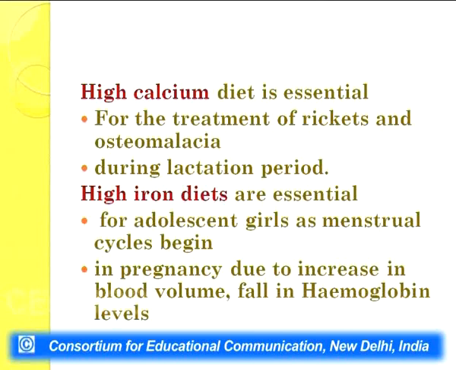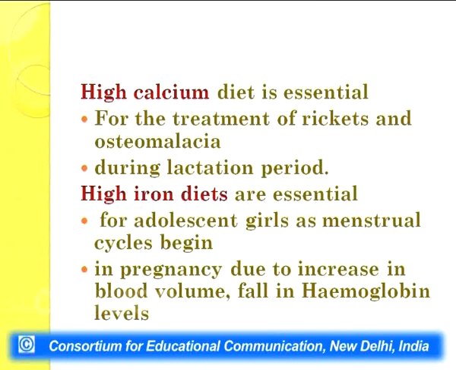Then a high calcium diet is essential for the treatment of rickets and osteomalacia related to bones and during the lactation period also. High iron diets are essential for adolescent girls as the menstrual cycle begins. In pregnancy also, high iron is required due to increase in blood volume and fall in hemoglobin levels.